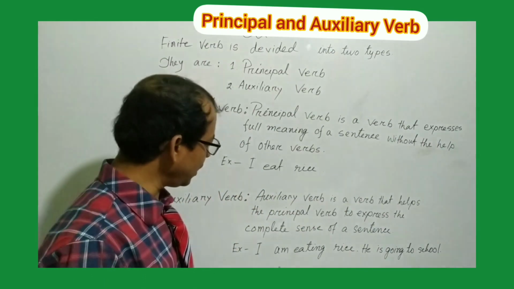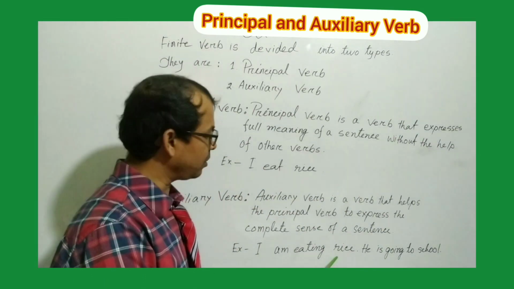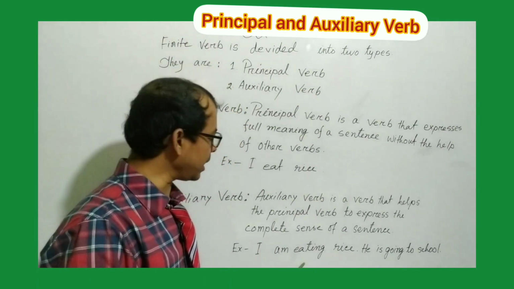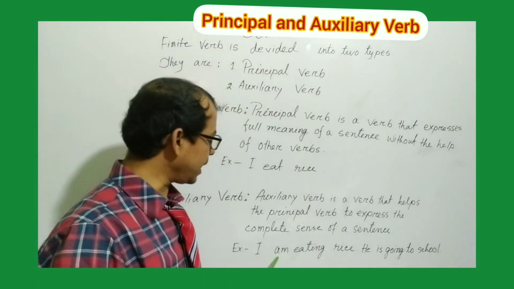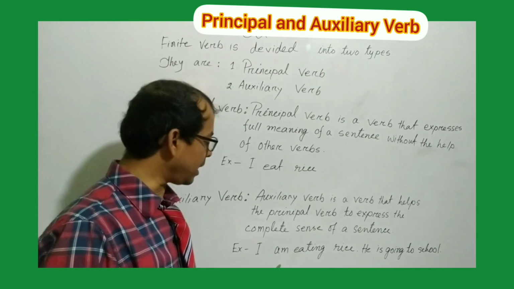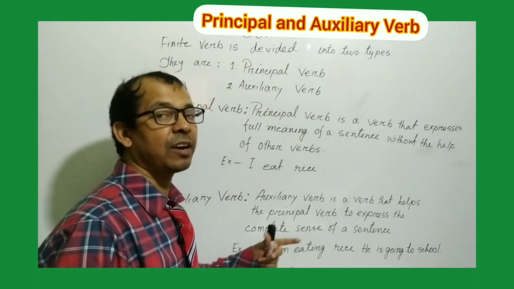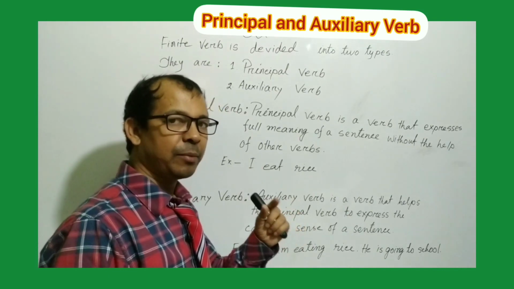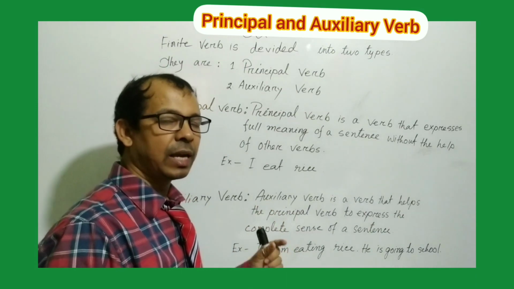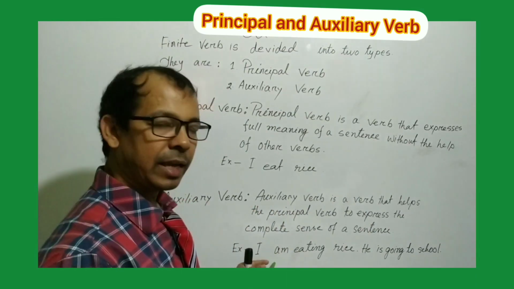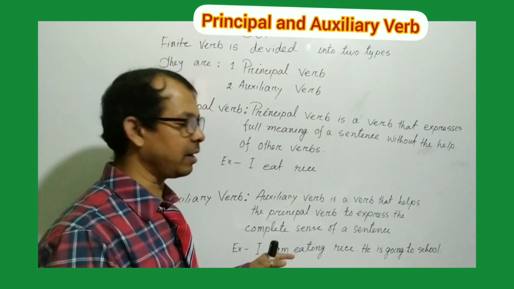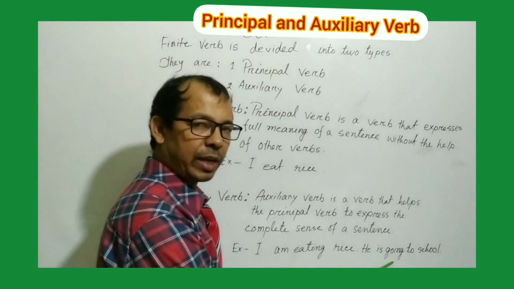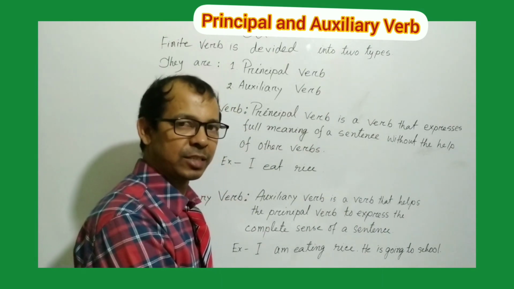As for example, I'm eating rice or he is going to school. Here you can see am eating. Here eating is the principal verb and am is the auxiliary verb. So here am is helping the verb eating to express the meaning. That means to express the continuous meaning, auxiliary verb am is helping the verb eating, and here is helping the principal verb going to express the meaning of continuous tense.